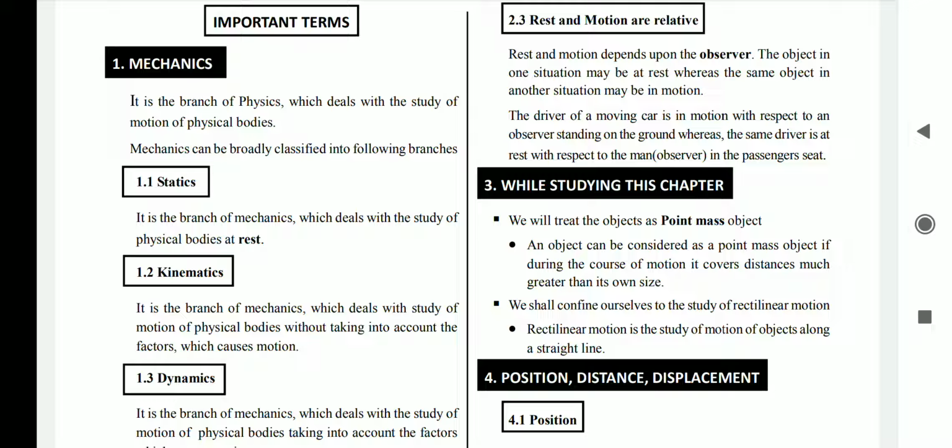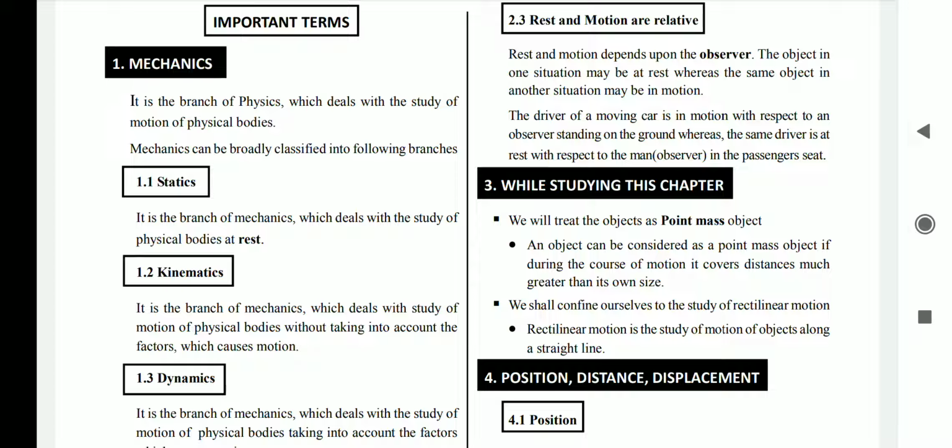Now let us start with the topic motion in a straight line. We will start with some of the important terms. The very first term is mechanics. Mechanics is that branch of physics which deals with study of motion of material bodies.